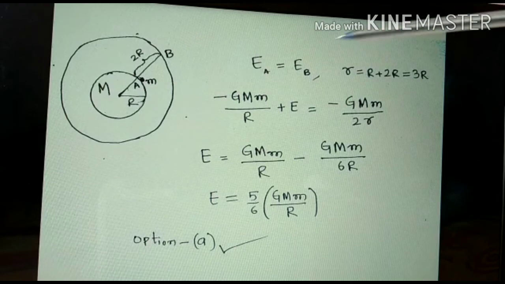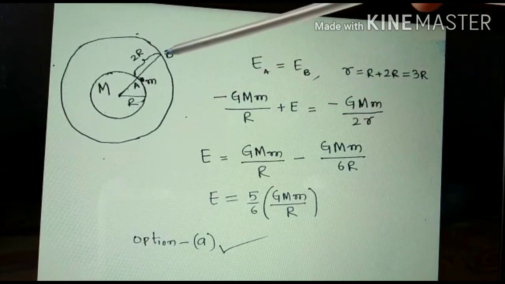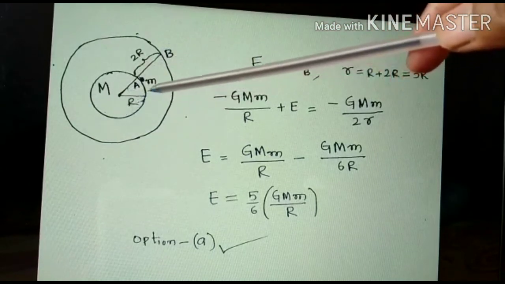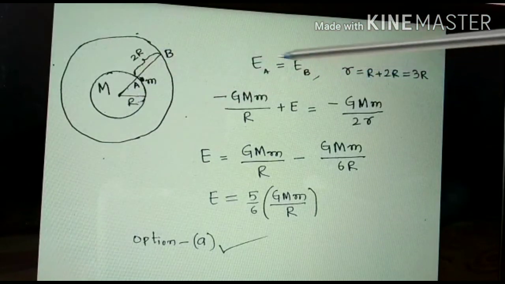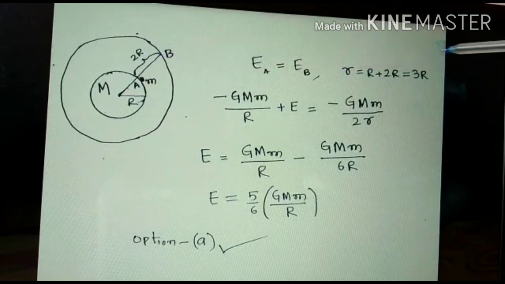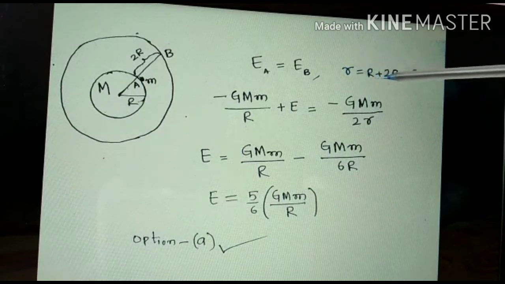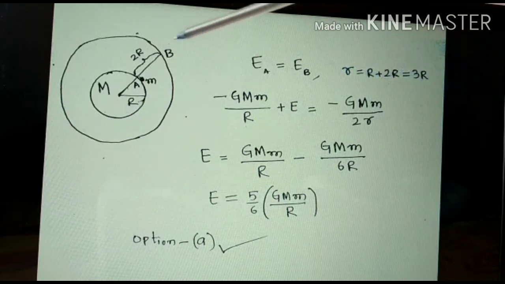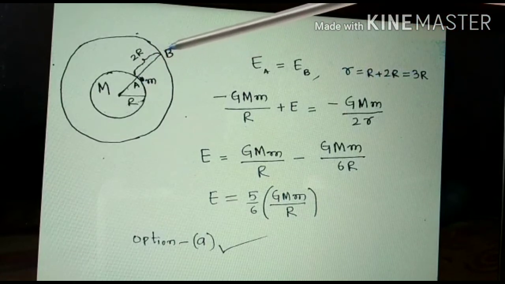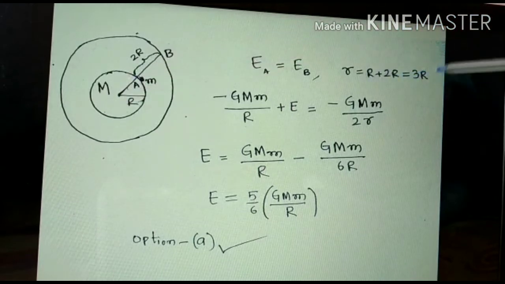Plus some energy I am giving, so it will go to point B. You see the figure, point B. What is the distance? R plus 2R, that is 3R. I am calling it small r here. You see the right side: small r equals R plus 2R equals 3R. So I am sending that satellite from A to B, and B is at a distance of 3R from the center of the planet.